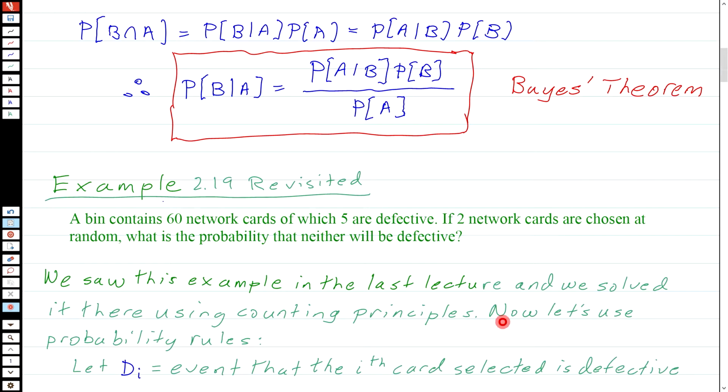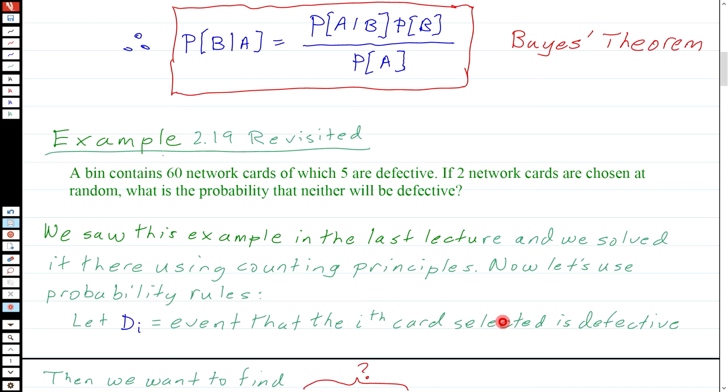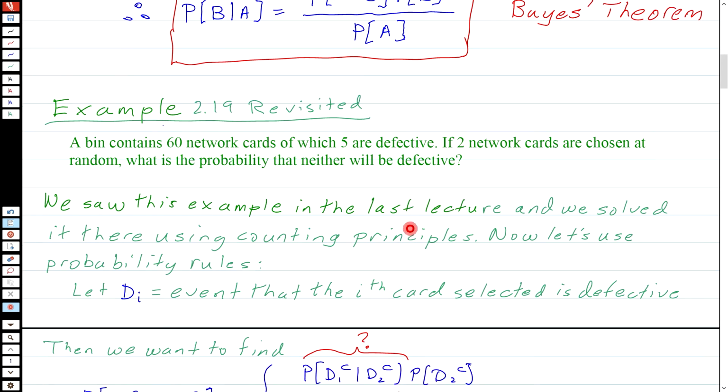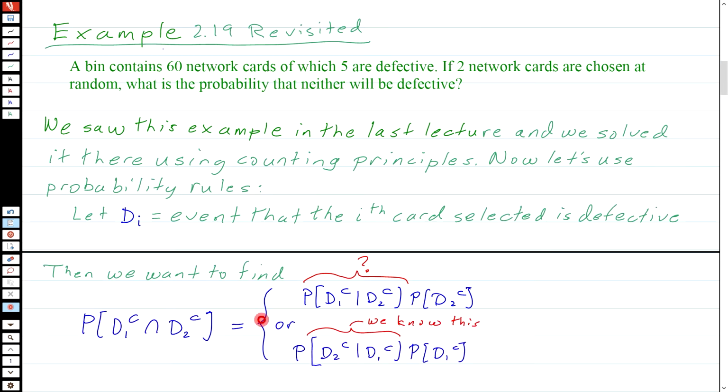Okay, so let's look at some examples illustrating this. We're back to our bin of network cards, of which 5 are defective. If 2 network cards are chosen at random, what's the probability that neither will be defective? Well, we just saw that example, and we solved it there using counting principles. And now let's use probability rules to solve that. Let's let D sub i be the event the ith card selected is defective. Then we want to find the probability of D1 complement and D2 complement. In other words, the probability the first card selected is non-defective and the second card selected is non-defective.